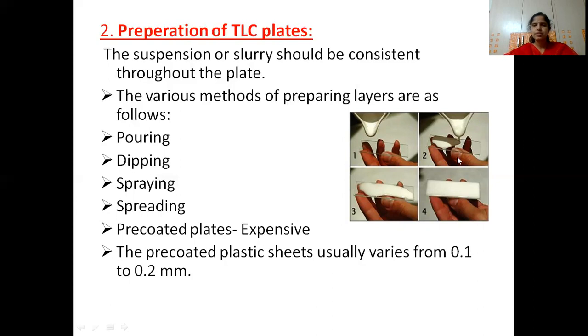Just pour it onto the glass slide here, and then tilt it a little bit so that it gets uniformly bound to the glass plate. So this is how we prepare the TLC plates.